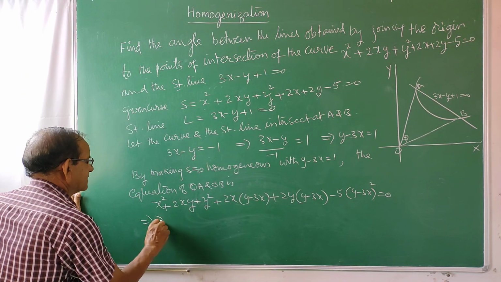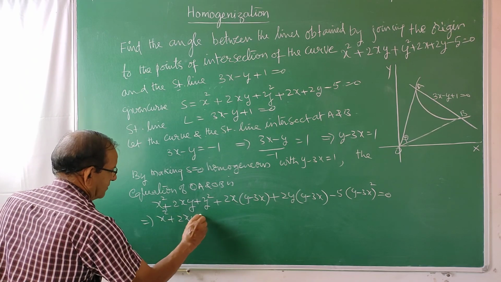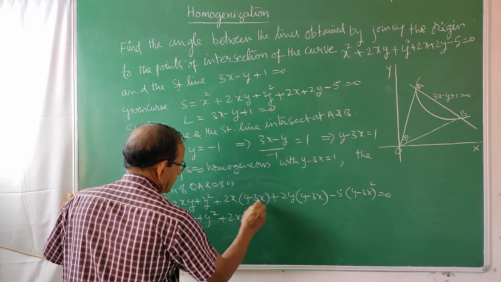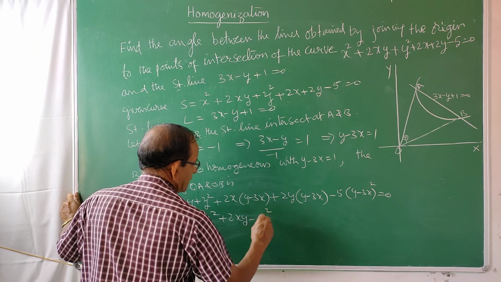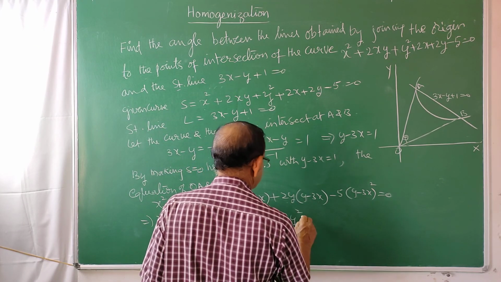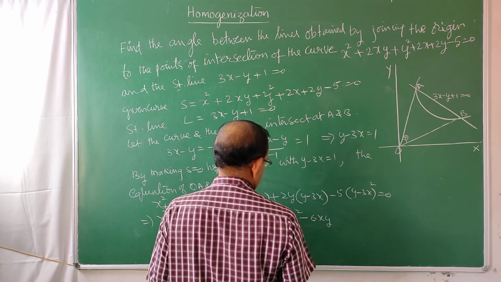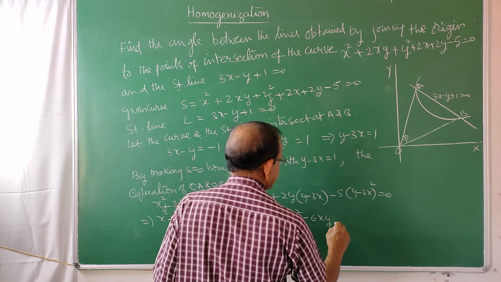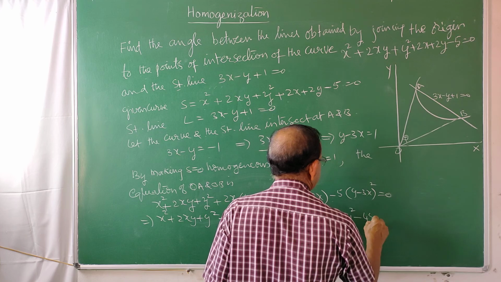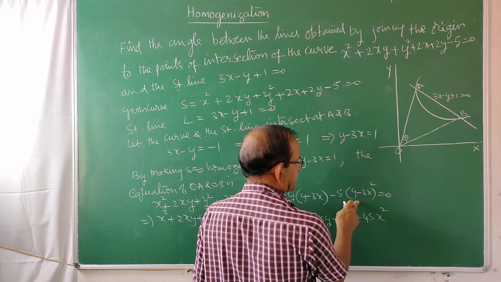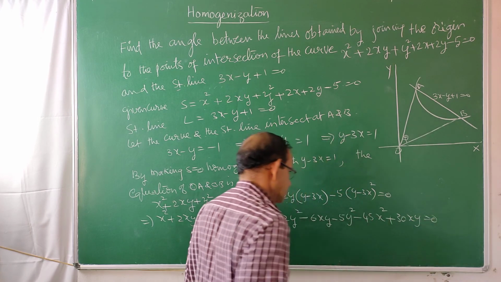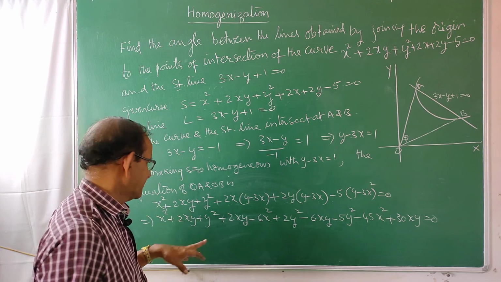That implies x square plus 2xy plus y square plus 2xy minus 6x square plus 2y square minus 6xy. You will get y square first into minus 5, minus 5y square plus 9x square into minus 5, minus 45x square, minus 6xy into minus 5 plus 30xy is equal to 0. Now let us write x square terms first.